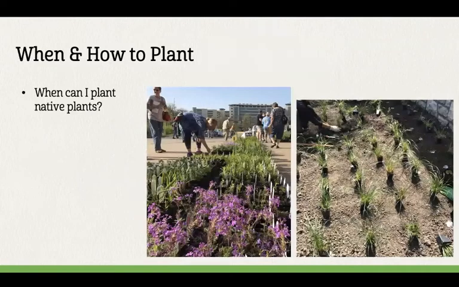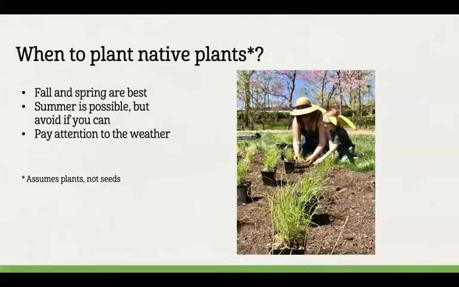So it's time to put plants in the ground. Finally, we've arrived at the fun part. So when can I plant native plants? The best time to plant native plants is in the fall and the spring. Temperatures are cooler during these times. It's a great time for root development, particularly in the spring.